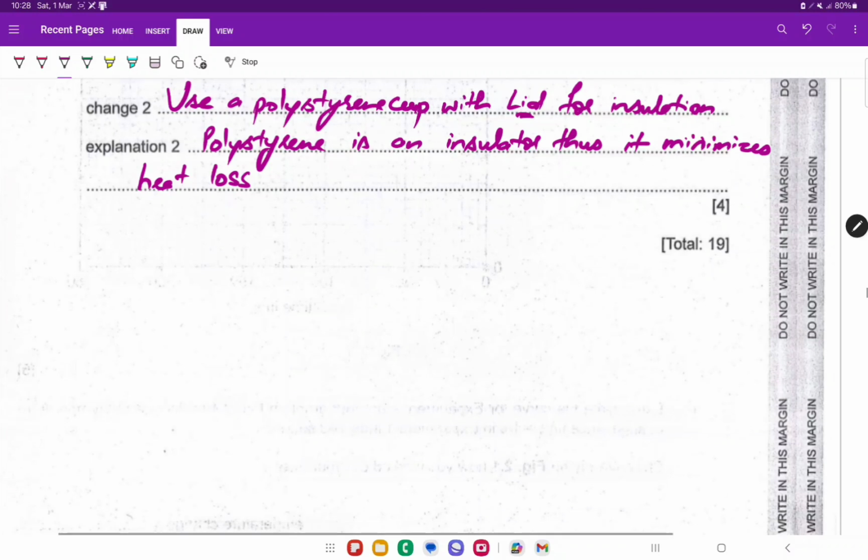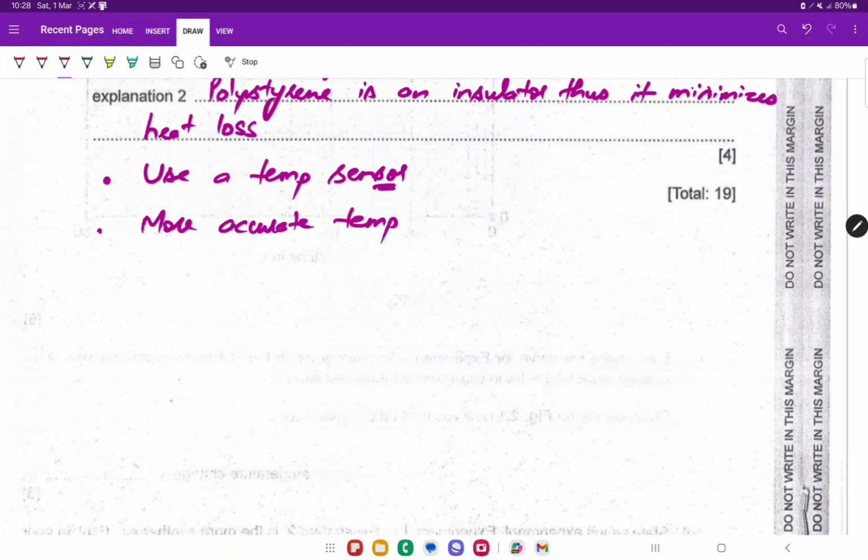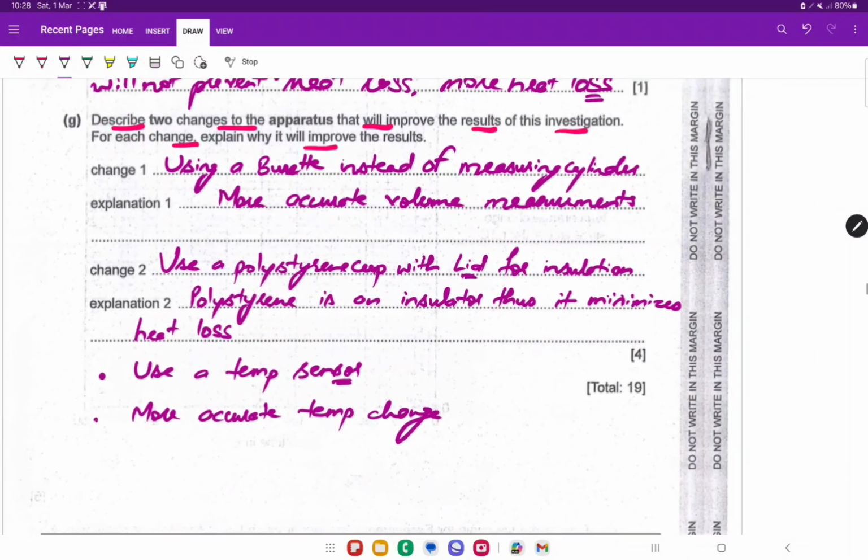One more change I can write here is change 3. If you want to write, you can write: instead of a thermometer, use a temperature sensor. And why a temperature sensor? It will give a more accurate reading. It results in more accurate temperature change. Okay, so these can be the pointers for part G of question number 2.